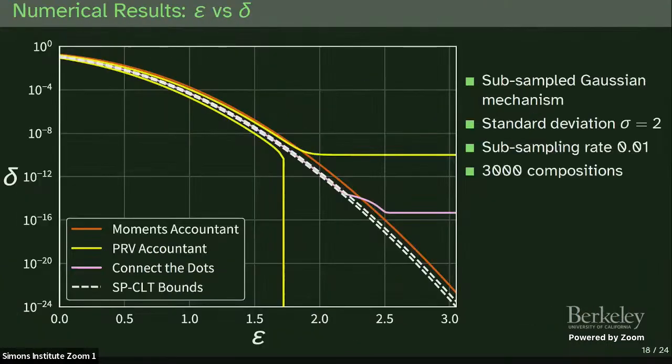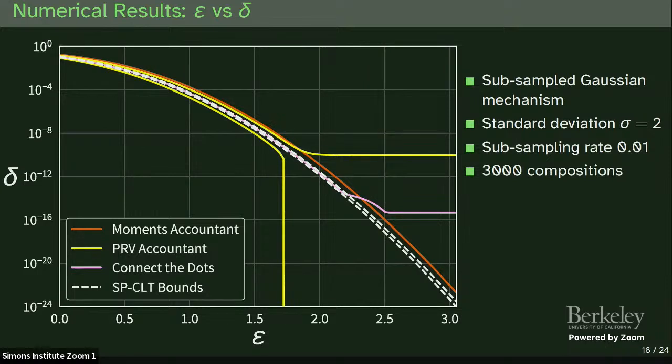Okay, so here's some numerical results. This is for the subsampled Gaussian mechanism. There's a bunch of lines here. The dashed white lines are the bounds from the SPCLT, so this is the error bound plus or minus. The red is the moments accountant. This yellow one is PRV, which is the Gopi et al. version of the FFT accountant. And then this one is the connect the dots algorithm.